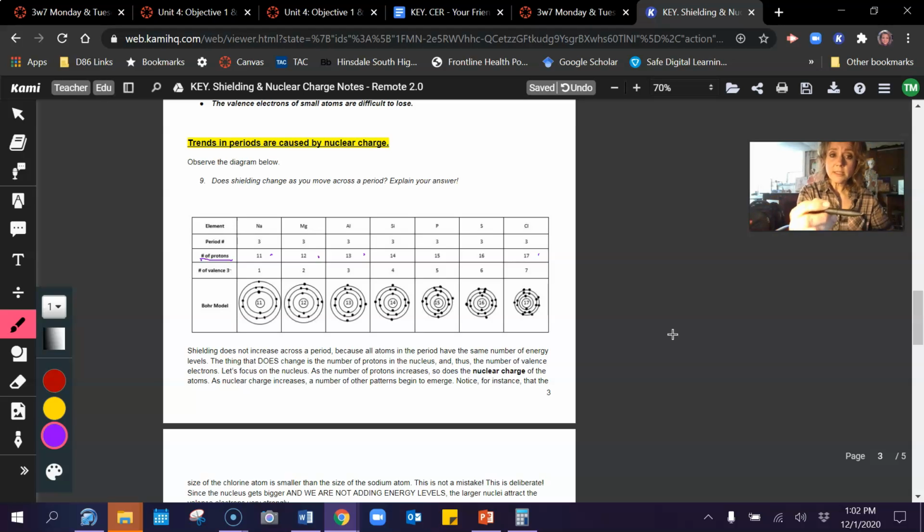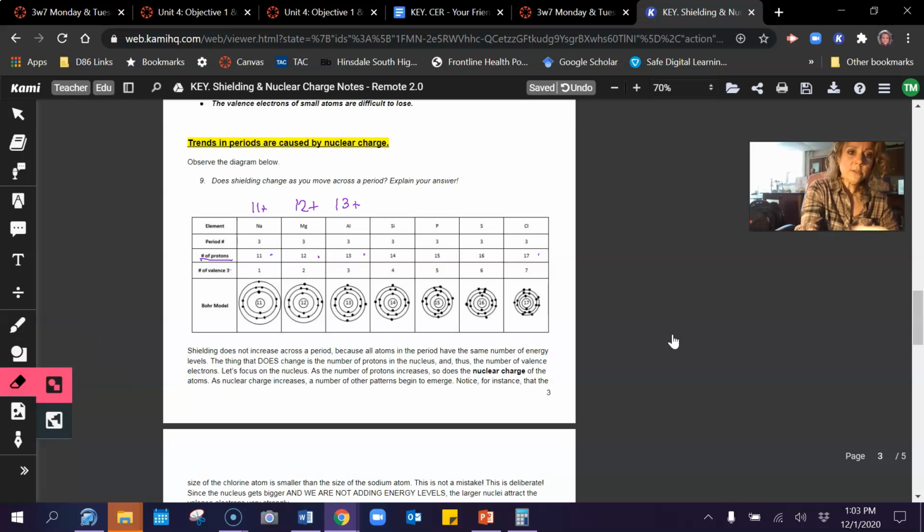What this means is that the nuclear charge of a sodium atom is 11 plus, and the nuclear charge of magnesium is 12 plus, and aluminum is 13 plus. So the number is telling us how many protons there are, that's simply the atomic number, and then the plus sign just means that it's a positive charge. But like I said, all nuclei have a positive charge because they're made up of positive things and neutral things, and so the overall charge is going to be positive. So our answer for number 9 then, let's take a look at that.